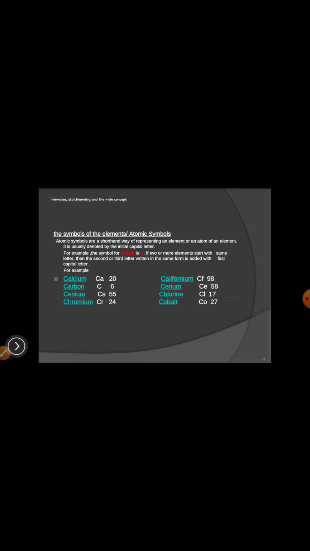So from this we can understand that the elements are represented by abbreviations of their names so that we can write and understand them easily.